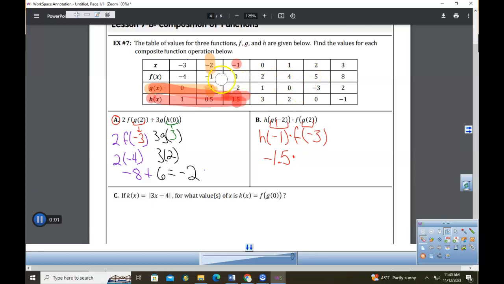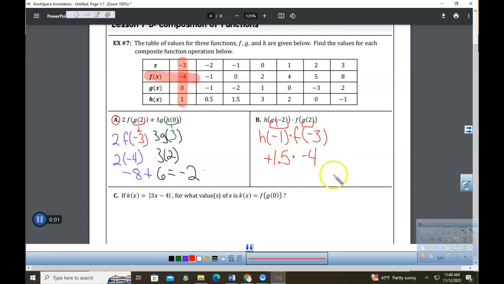All right, this is getting kind of messy. Messy, messy, messy. That's from a movie. So I go negative 3. I'm doing f of it. So that's negative 4. It's kind of like a puzzle. Okay, h of negative 1 was positive 1.5. I don't know why I wrote negative. Sorry about that, guys. 1.5 times negative 4 is negative 6. Okay.